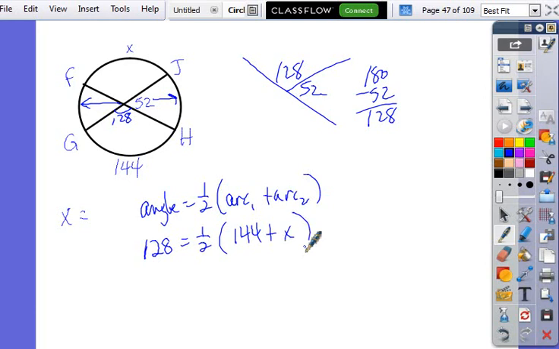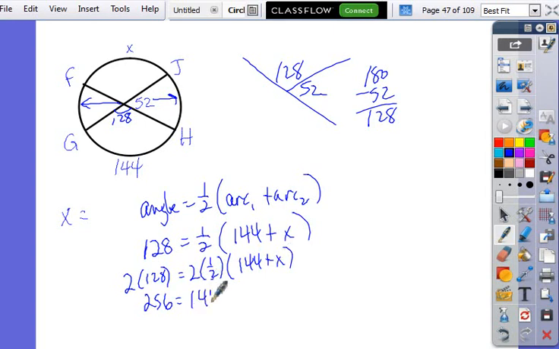Please pay attention to this next part. Every single problem we have that looks like this, your next step is going to be multiply both sides by 2. Every time. So I'm going to say 2 times 128, and then 2 times 1/2 times 144 plus x. 128 times 2 is 256. Now look at this next part. What is 2 times 1/2? It's 1. Then I've got 1 times this stuff right here, and 1 times anything is that same thing. And now I have a very simple equation to solve.